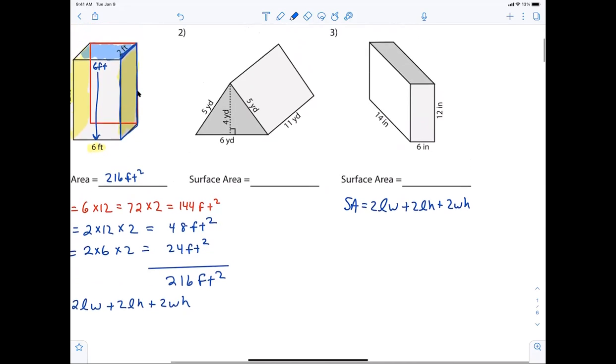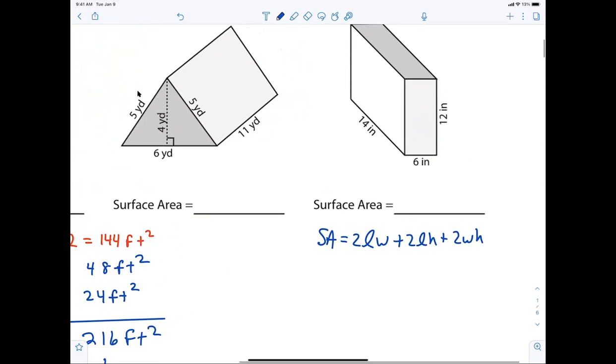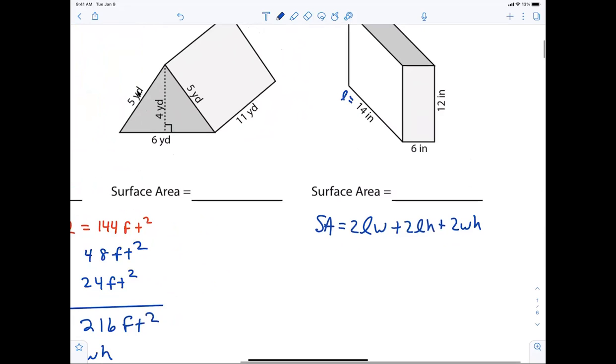Now, the next question I had from the other class was, with 14, 6, and 12, does it matter what the length and what the width and what the height are actually? Does it matter in the formula? And the answer is no. You just have to put what something equals. So for us right now, I want everybody to put the length is 14, the width is 6, and 12 is the height. I want you to put that into the formula.